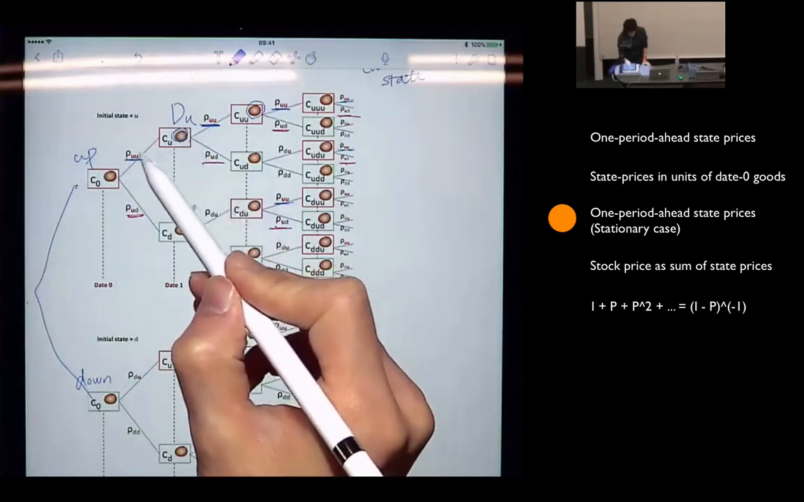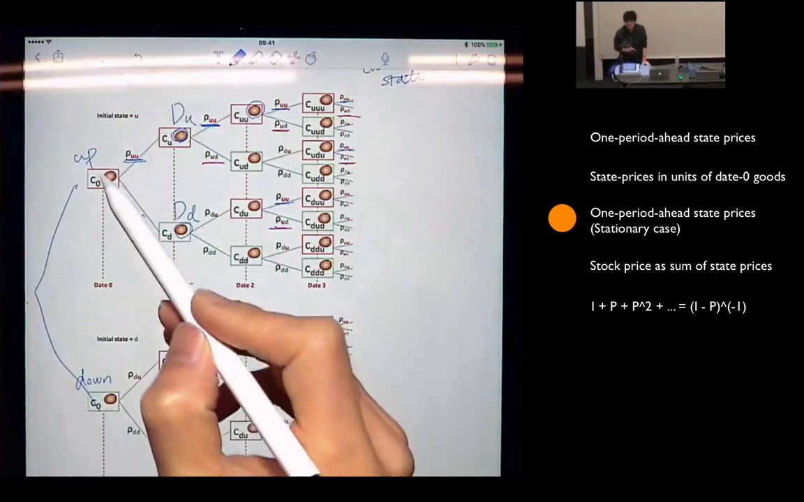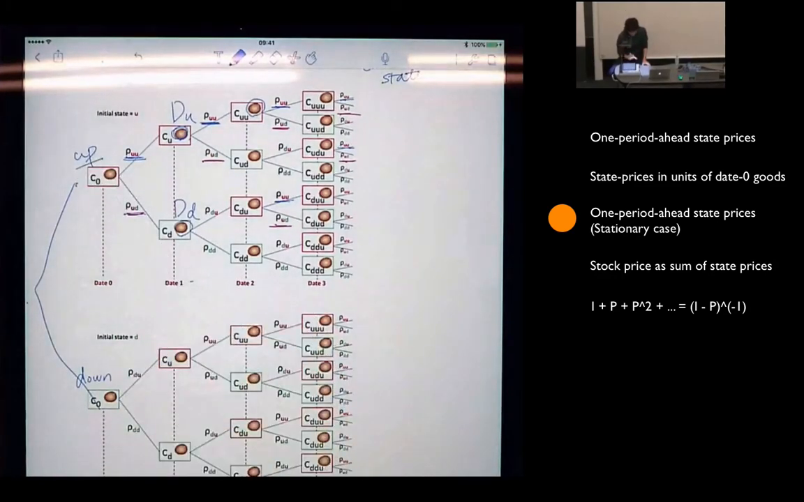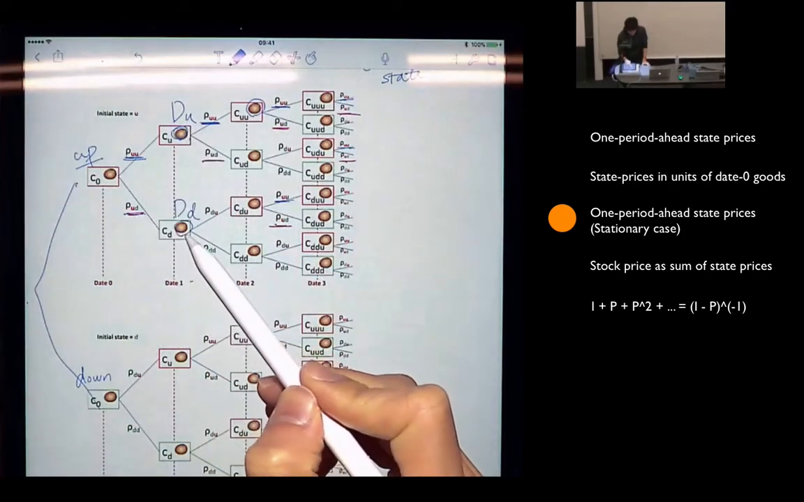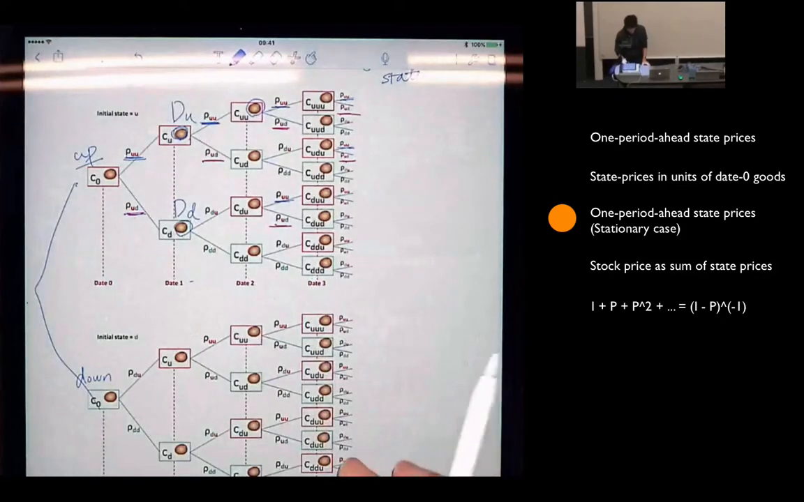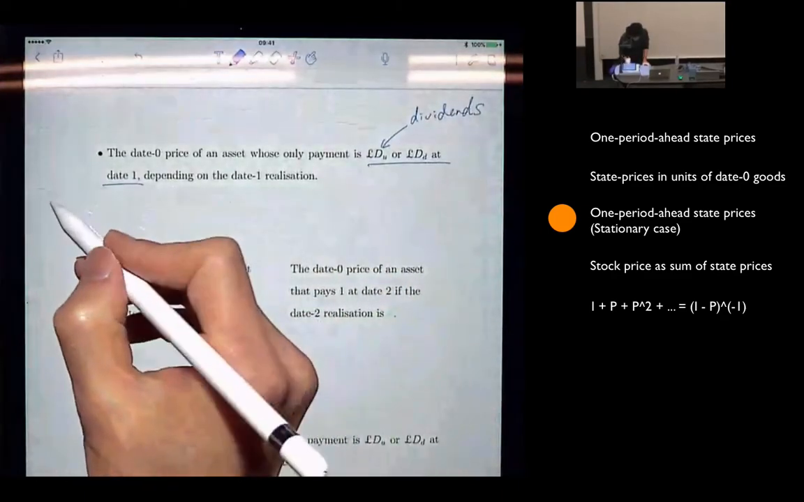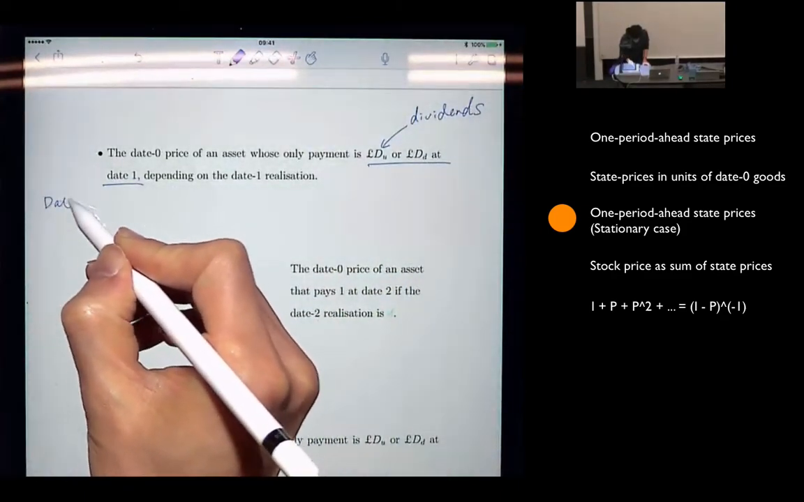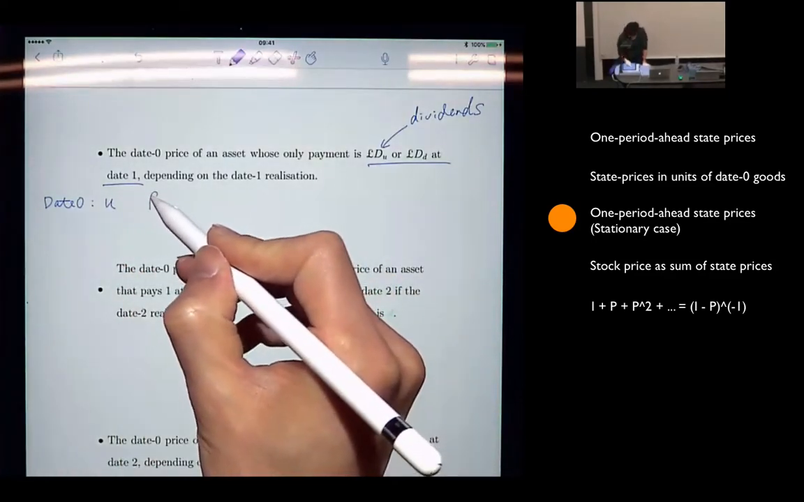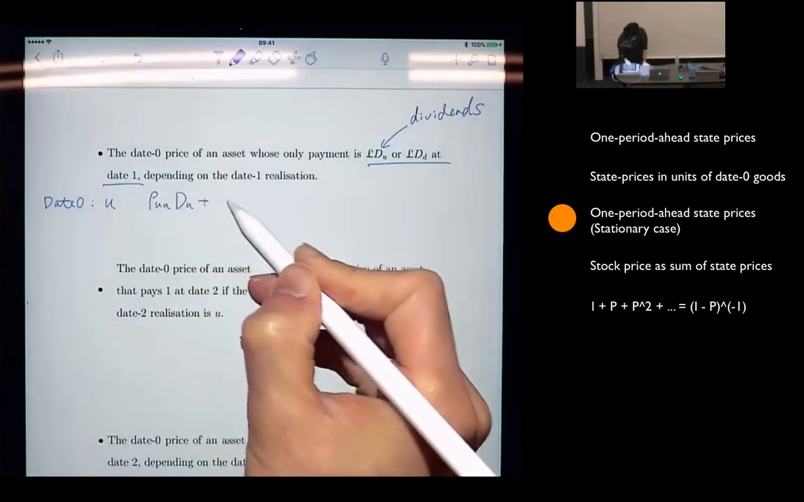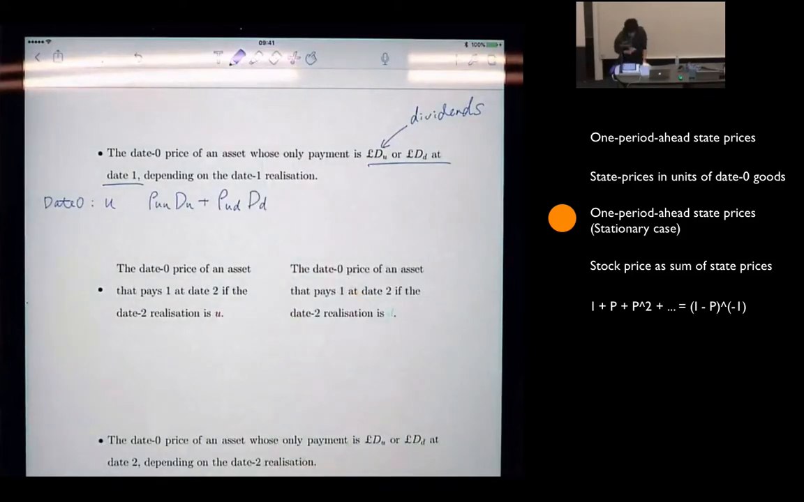The price of this potato is rho UU. The price of this potato is rho UD. So if the initial state is up, the price of such an asset is rho UU times DU plus rho UD times DD. Okay? So actually the answer depends on the initial state. Suppose date 0 state is up, then the price of this asset is rho UU times DU plus rho UD times DD.